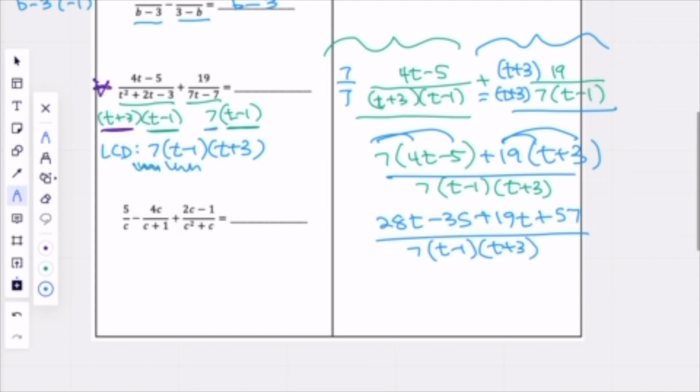Then we're just going to combine some like terms in the numerator. And we'll have 28t plus 19t. And that's going to end up giving us 47t. And then we'll add those constants. I've got negative 35 plus 57. That's going to give me plus 22. And so we'll have 7 times t minus 1 times t plus 3 in the denominator. And that will be our final answer.